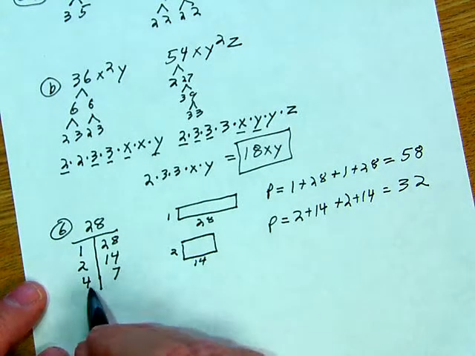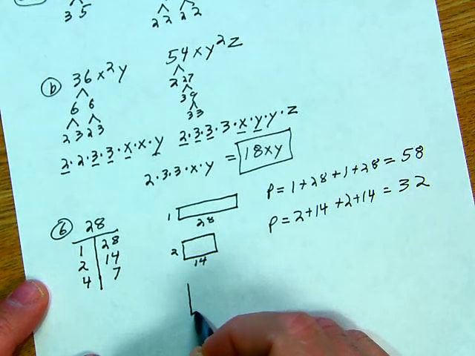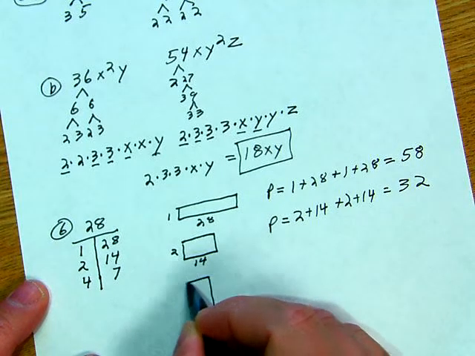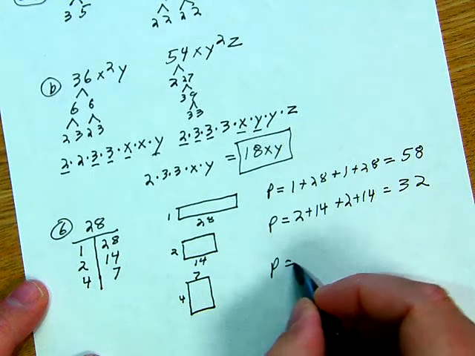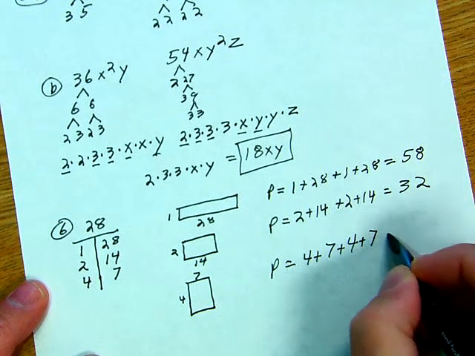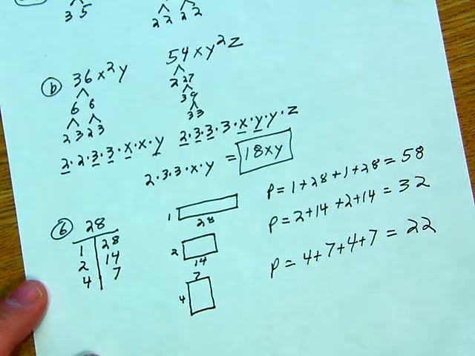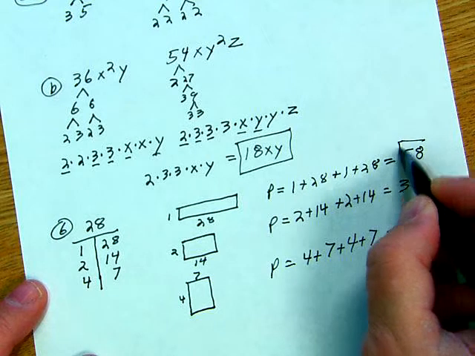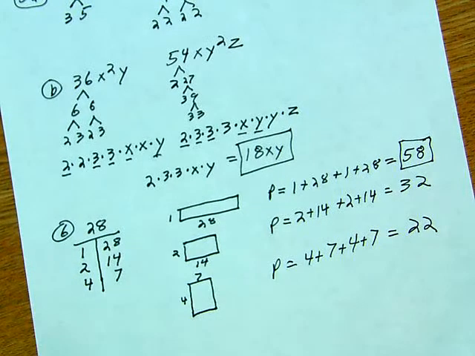And then finally, for 4 and 7, it would be twice as tall again and half as long. 4 and 7. So this perimeter is 4 plus 7 plus 4 plus 7. And that's 11 and 11, 22. And the question originally asked us which one of these perimeters is the largest. And there is the largest perimeter. 1 and 28 makes the biggest perimeter of the factors of 28.